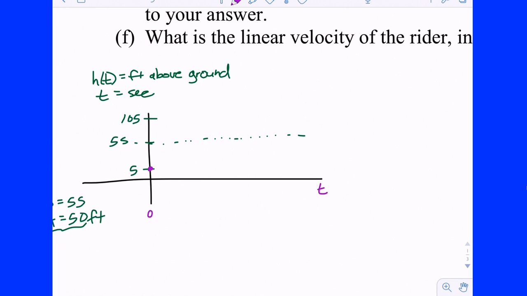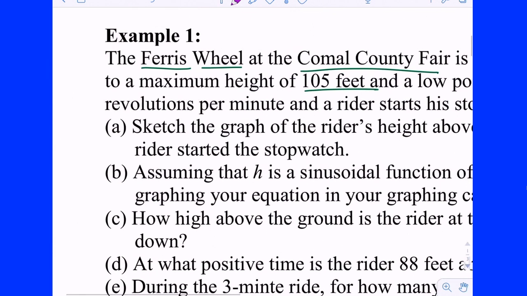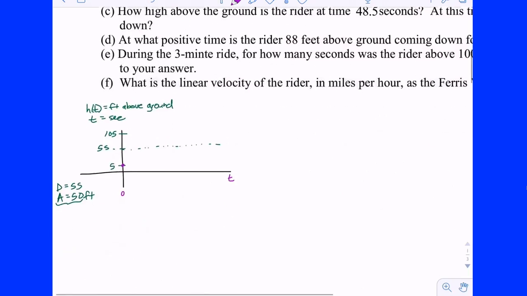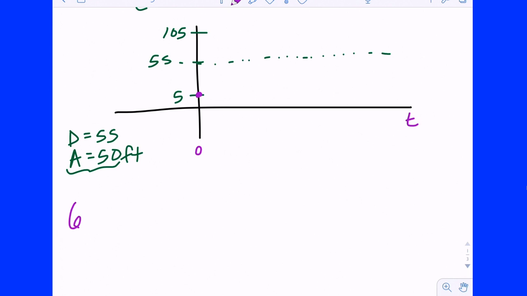I need to start then putting some marks down. I need to know the what in order to sketch the graph of the Ferris wheel. The speed? Well, I think there was a speed given. It said it rotates at 6 revolutions per minute. That's 6 RPMs. What kind of velocity or speed is that?